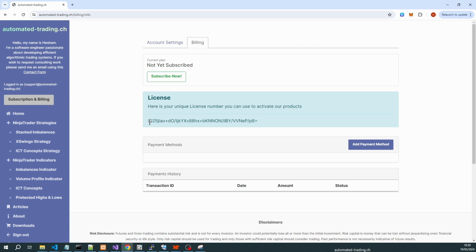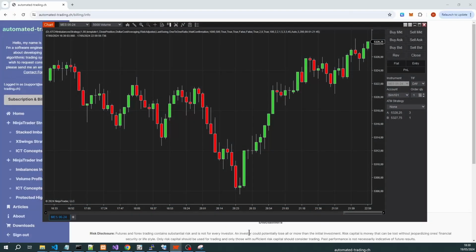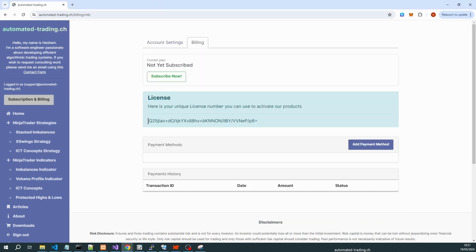Of course, I will modify this license before publishing the video, because if you put this license into the license text box that appeared here, you will get access. But of course, I will not do this. I will update this license before publishing the video. But this is your license. If you create an account and go to subscription billing, you can see that I'm not subscribed yet. And this is the license you're going to use for all the products. So you have one license that is generated when you create an account.